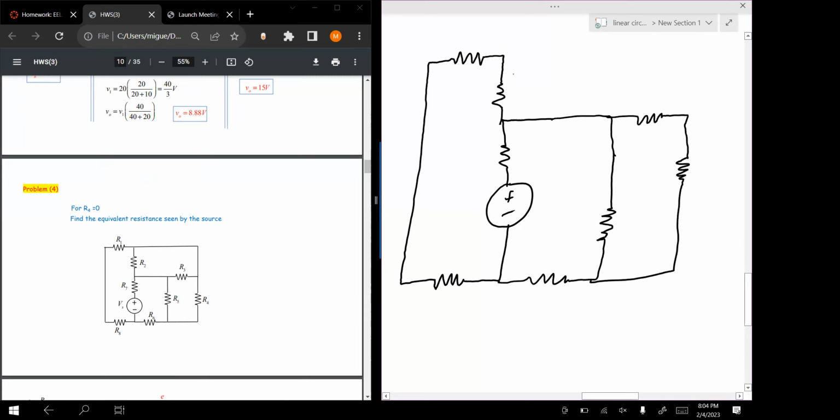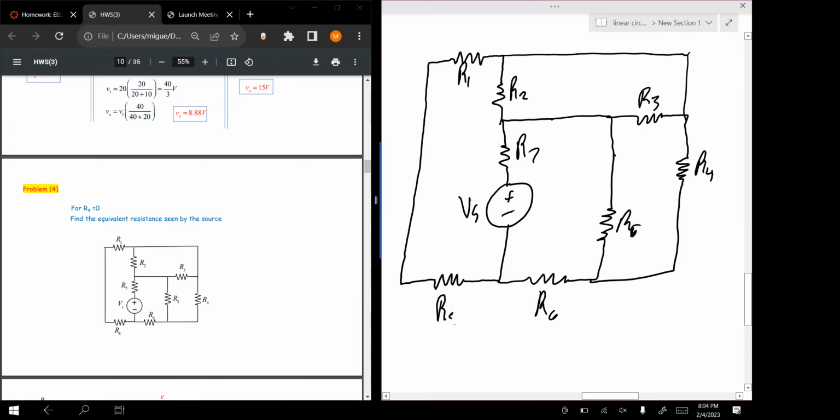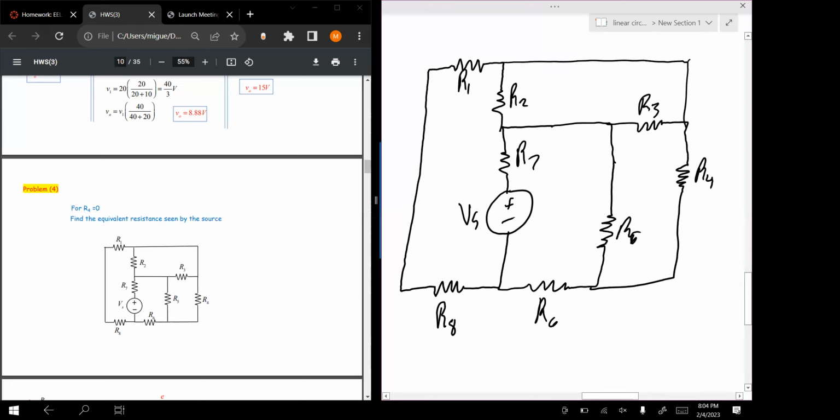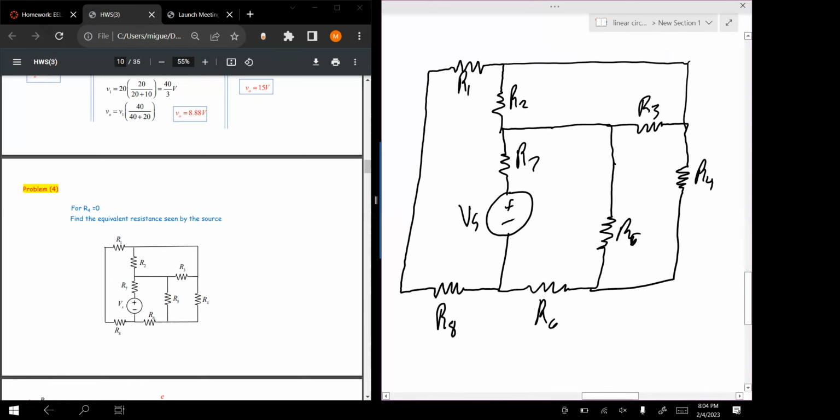So it looks like we've got that. Yes. So we'll just call these R1, R2, R3, R4, R5, R6. This is a nasty one, R7 and R8. I don't see us doing a question like this word for word on the quiz, but this is great practice in terms of overall reduction.